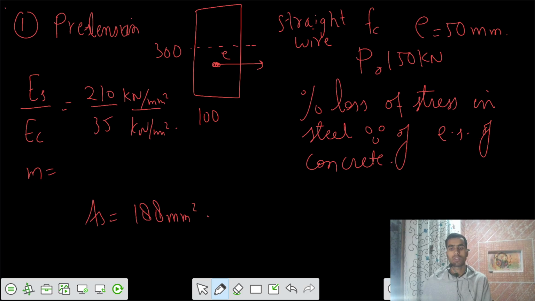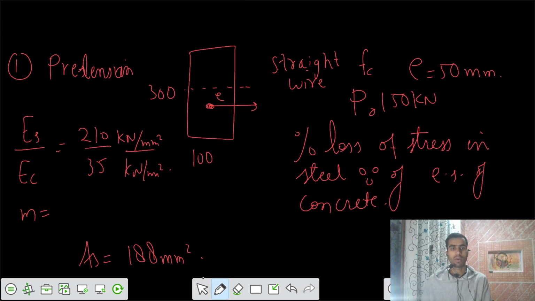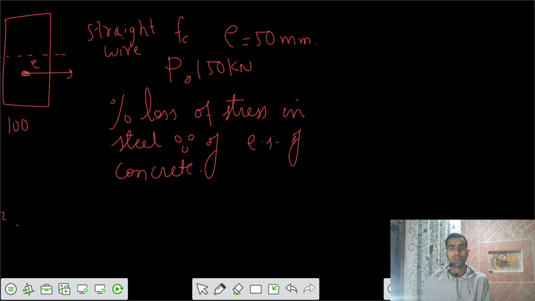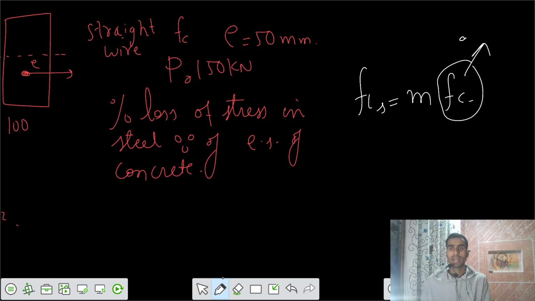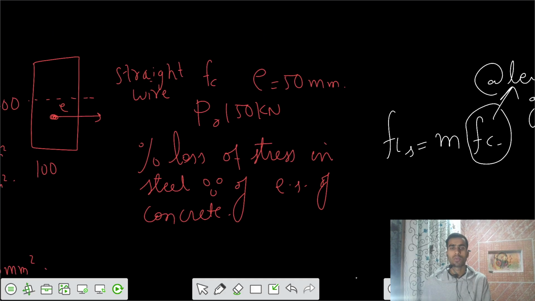Let's go for this solution. Can you tell me what is the modular ratio? Modular ratio equals 6. And I would say loss of stress, F loss in steel, equals m times FC, and we have to calculate stresses in concrete at the level of the steel wires.